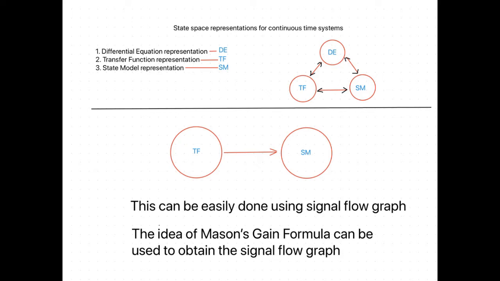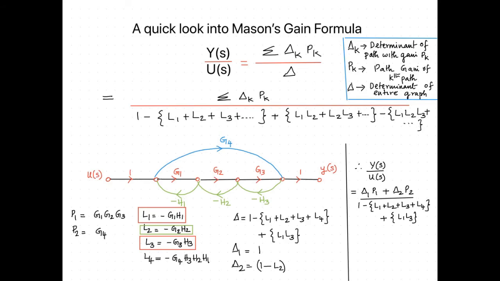We are interested today in seeing how a state model representation can be obtained from a transfer function. This can be easily done using a signal flow graph. The idea of Mason's gain formula can be used to obtain the signal flow graph. In the previous semester in linear control systems, you have seen how a transfer function can be obtained given a signal flow graph using Mason's gain formula. So here what we do is the reverse. Let us have a quick look into Mason's gain formula.